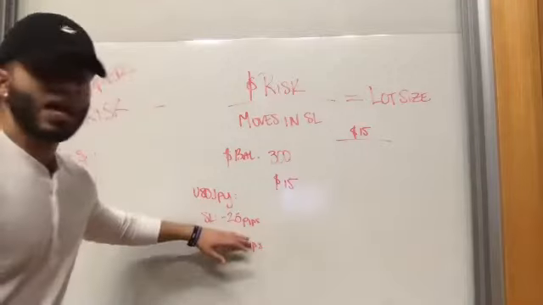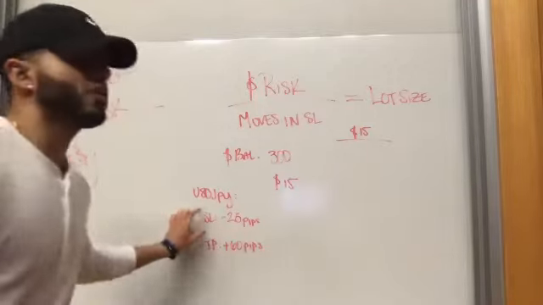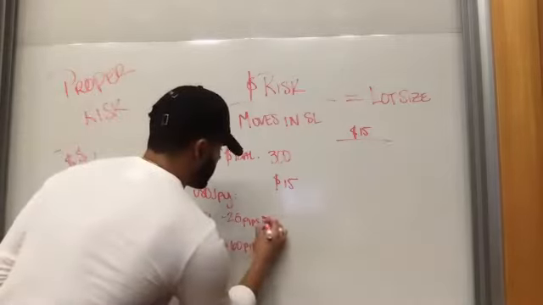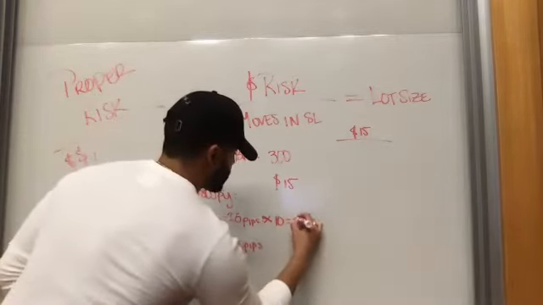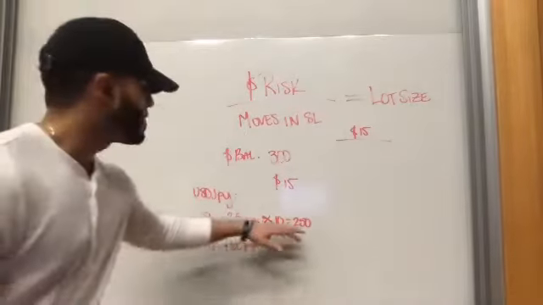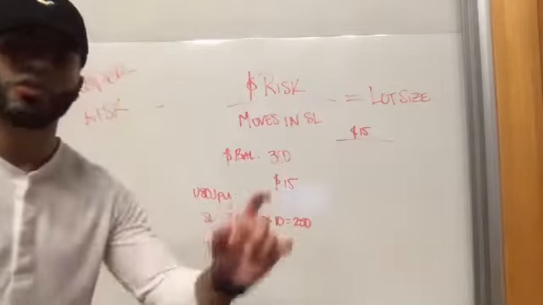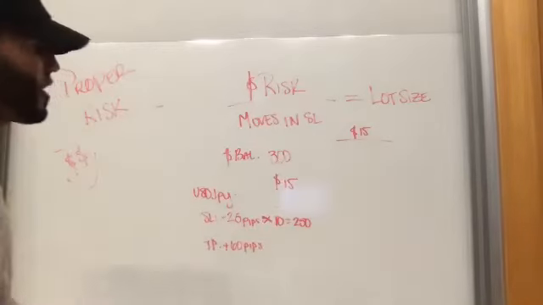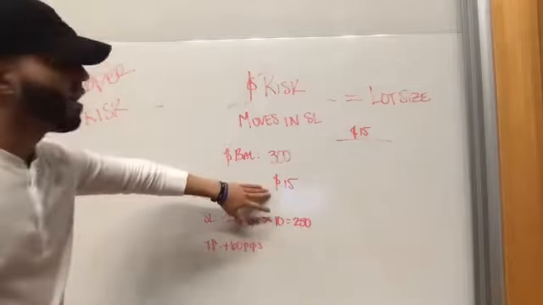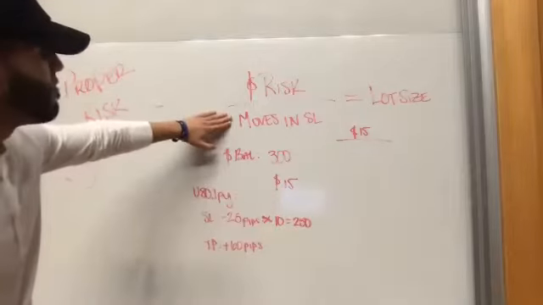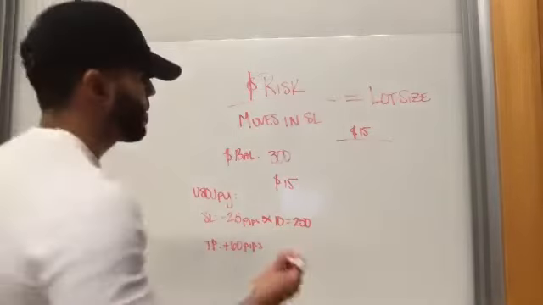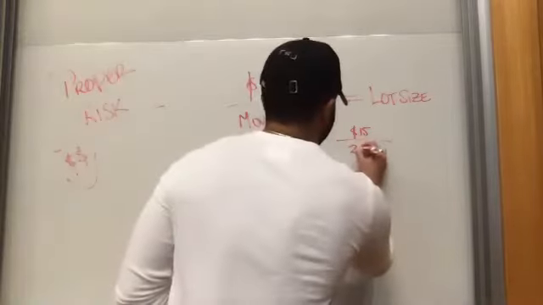In this specific example, we're talking about a 25 pip risk, but 25 times 10 is equal to 250. So what I'm looking at is a 250 movement stop loss, in other words, 25 pips. Just to be very clear with that. So now I know how much money I want to risk: I said I want to risk $15. I know the amount of movements in my stop loss: I have 250 movements in my stop loss. So now what am I going to do? I'm going to plug it into my formula.